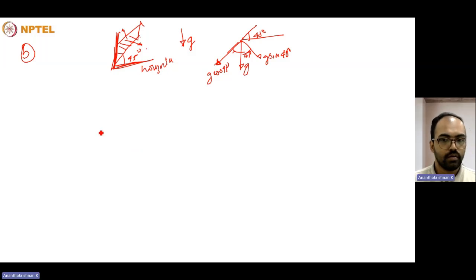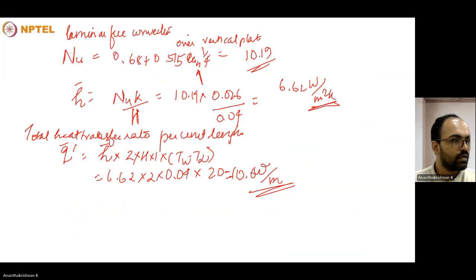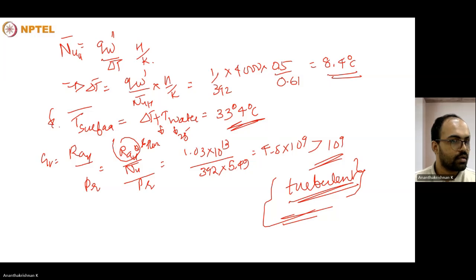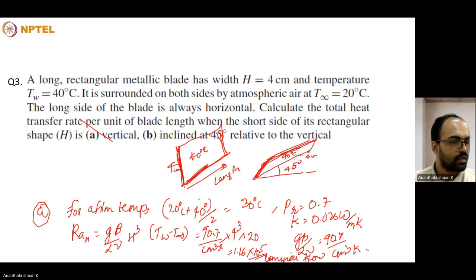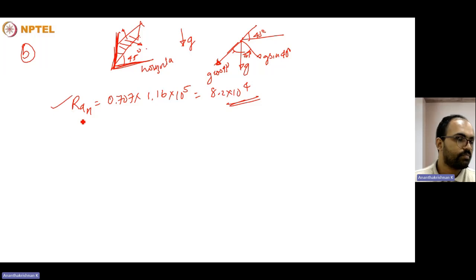So in this case, we have to calculate the Rayleigh number again. Instead of g, it will be g cos 45, so it will be 0.707 times g. So we multiply 0.707 with the Rayleigh number, that is 1.16 into 10 power 5, which will be equal to 8.2 into 10 power 4. That is the new Rayleigh number.